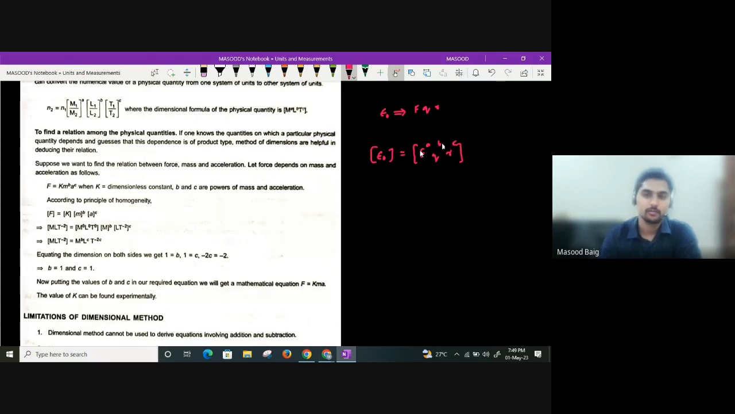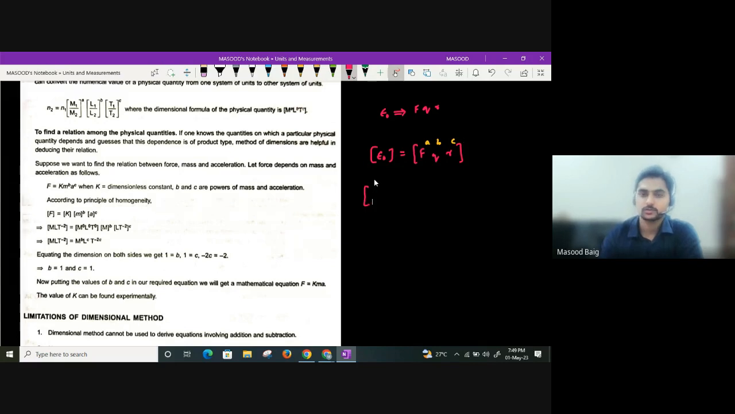Always remember, whichever quantity's dimensions are asked to be calculated, you will take that quantity on the left hand side. In whosever terms it is asked to be represented, those you will take on the right hand side, and you will raise them to some arbitrary powers a, b, and c. In the next step, you are going to substitute their dimensions, guys.